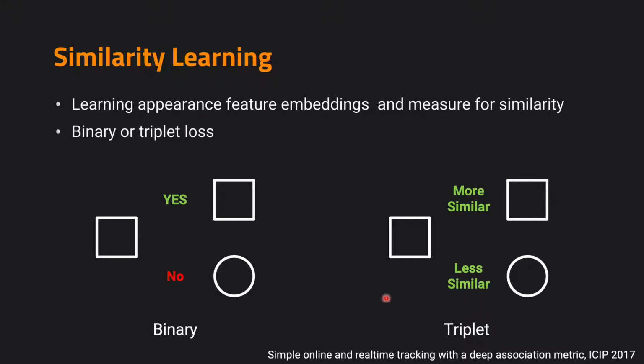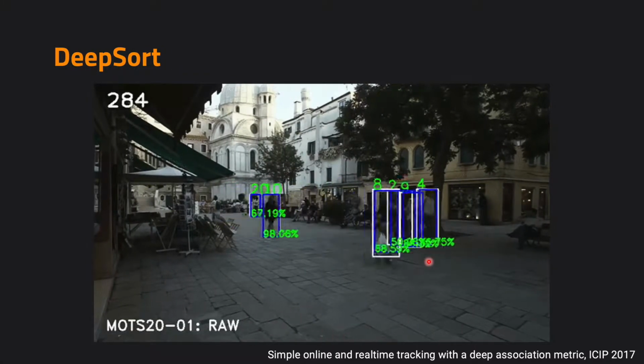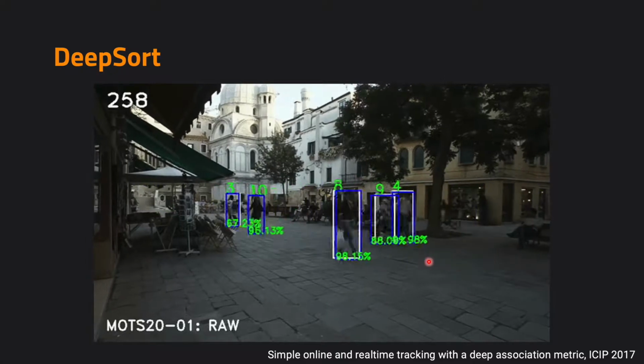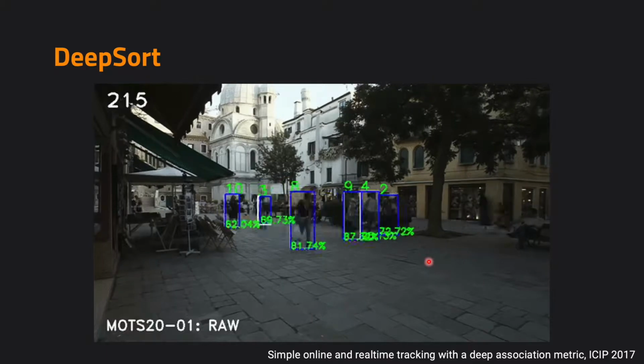Or another way is we can use triplet loss, which is not only considering a pair of objects. Instead of saying these two are the same, we say that these two are more similar than this pair. It's also another popular way of learning similarity. And if we use this type of method, we can get very decent results, and it has been used in a lot of systems.